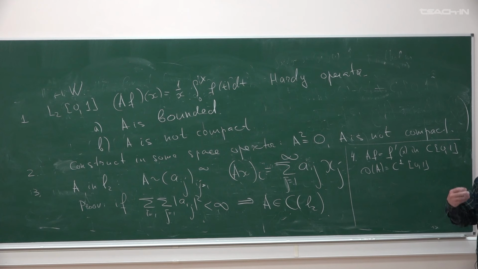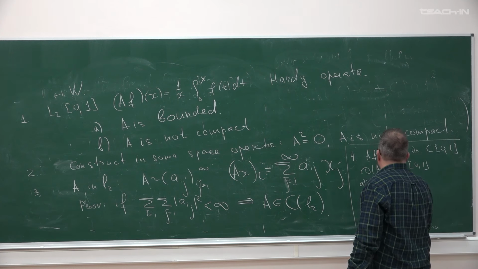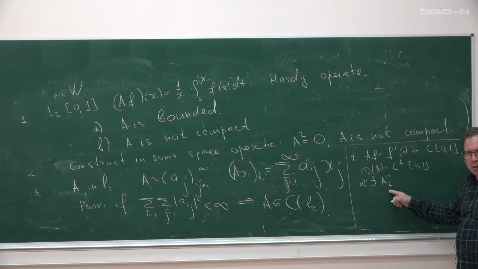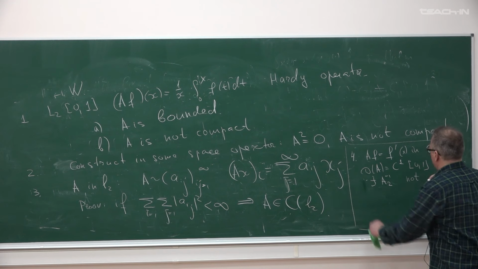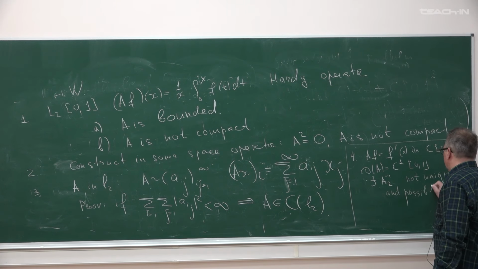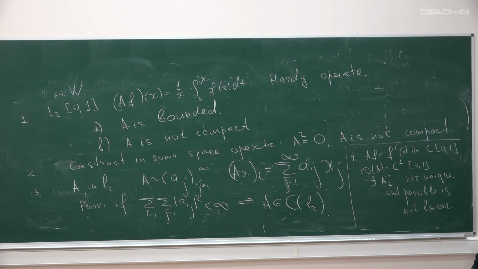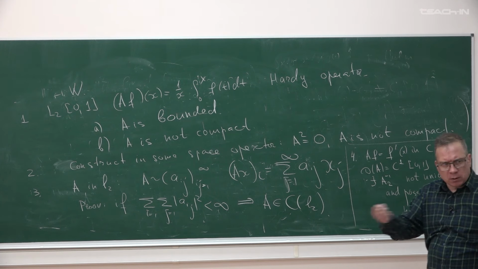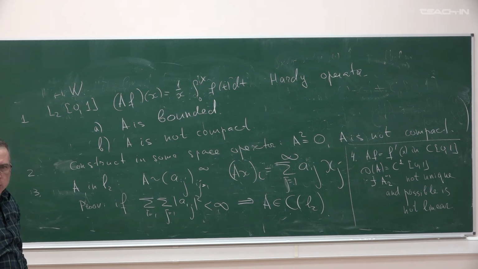Show that a right inverse exists. A has a right inverse, which is not unique and possibly not linear. We saw that in small l2, for the right shift and left shift, for one of the operators we have a non-unique inverse, and here it is the same situation.